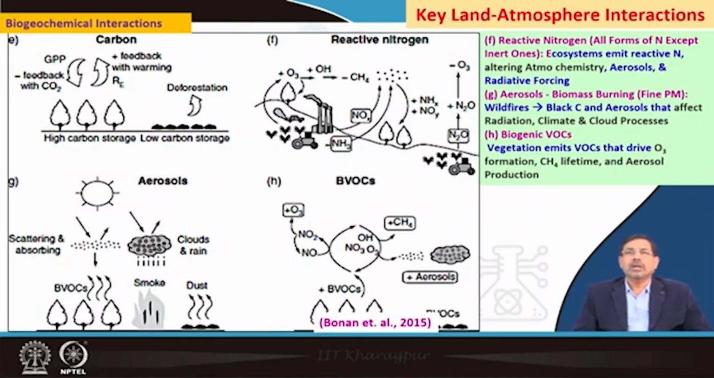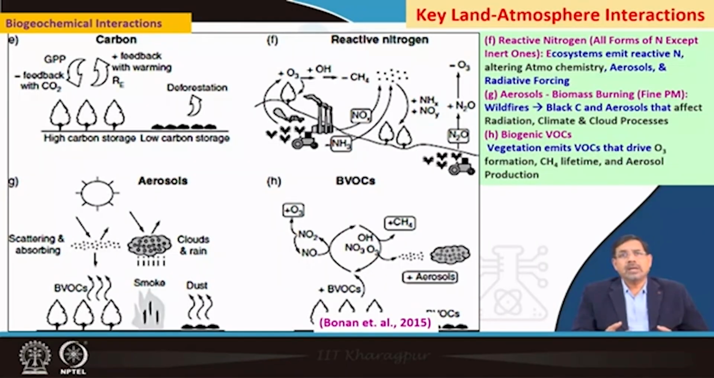Then coming to the upper right is the reactive nitrogen. All forms of nitrogen except the inert ones we usually define as reactive nitrogen. And the ecosystems emit reactive nitrogen, altering the atmospheric chemistry, aerosols, and the radiative forcing. And the lower left talks about the aerosols. Friends, all of us know aerosols act as a negative radiative forcing.